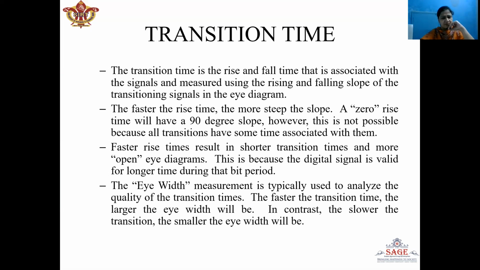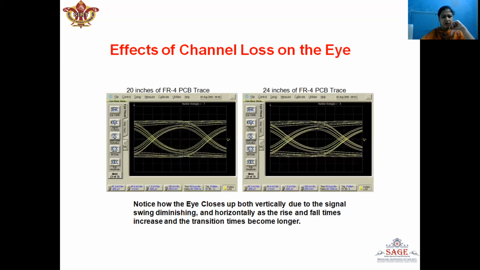The eye width measurement is typically used to analyze the quality of the transition time. The faster the transition time, the larger the eye width will be. In contrast, the slower the transition, the smaller the eye width will be. So here we can see how the eye closes up both vertically due to the signal swing diminishing and horizontally as the rise and fall times increase and transition times become longer.